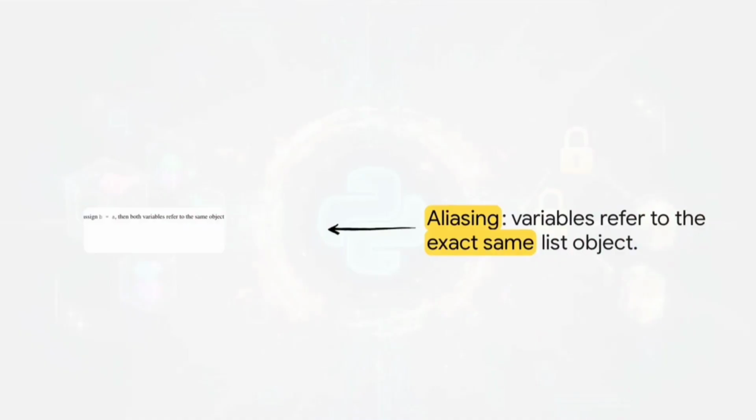And this brings us to aliasing, which is a direct and sometimes dangerous consequence of mutability. If you assign b = a, you are not creating a copy of the list. Both variables are now pointing to the exact same mutable object in memory. So, an in-place modification to b invisibly changes a as well. If you aren't paying close attention, this invisible link will easily cost you hours of debugging.